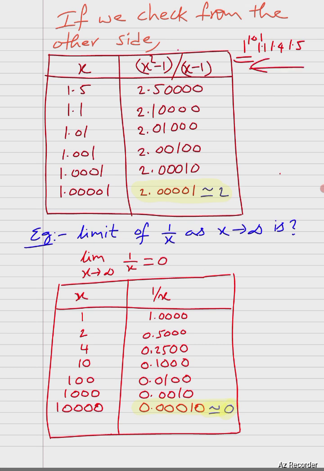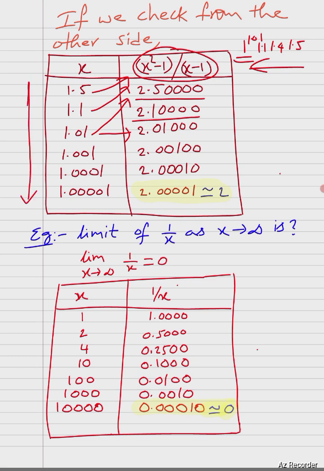Now in the same fraction you substitute x value 1.5, you will get 2.50000. You substitute 1.1 now, you will get 2.10000. Substitute 1.01, you will get 2.01000. So slowly what I am doing here, again I am approaching 1. From the other side of the 1, I am approaching 1. At last what am I getting?